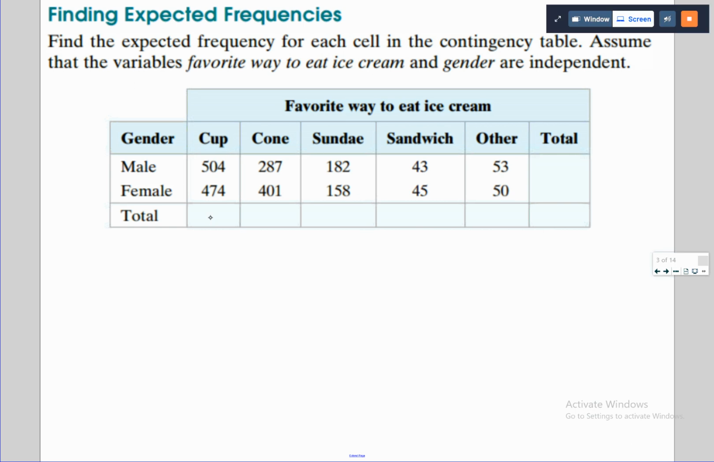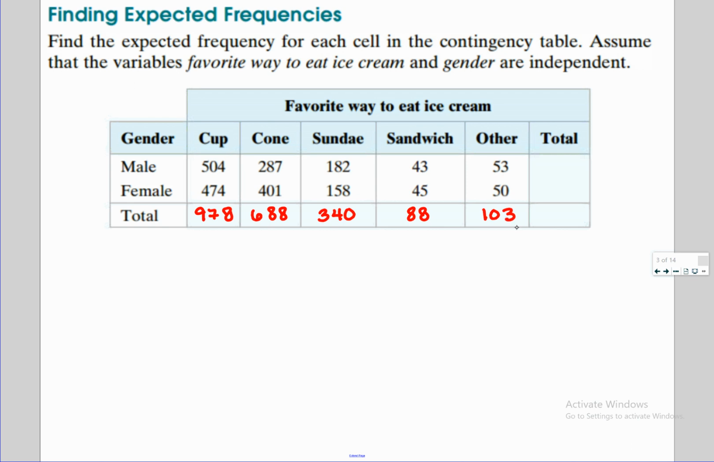978 I get for the cups. 688 for the cones. 340 for sundaes. 88 for sandwiches. 103 for other. Adding up across, I get 1,069, 1,128, and if I add those together, I get 2,197.